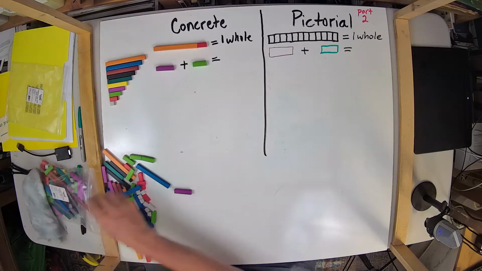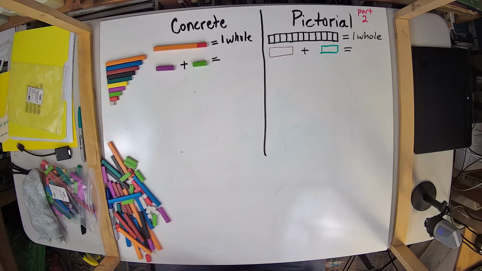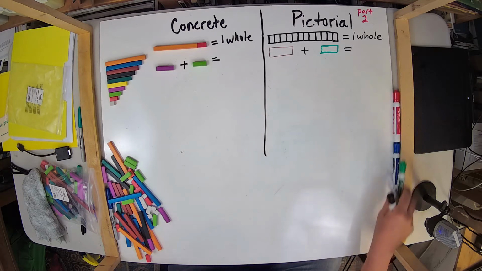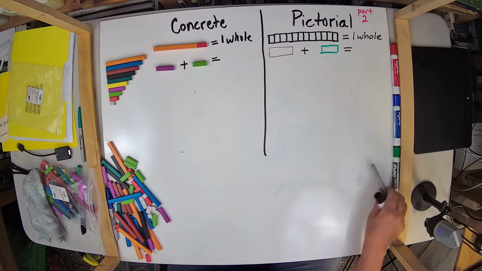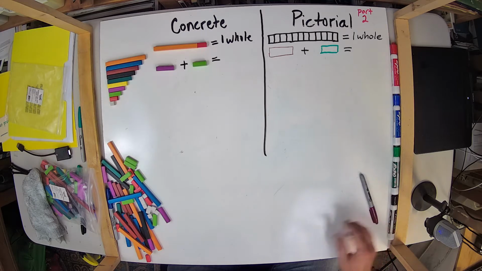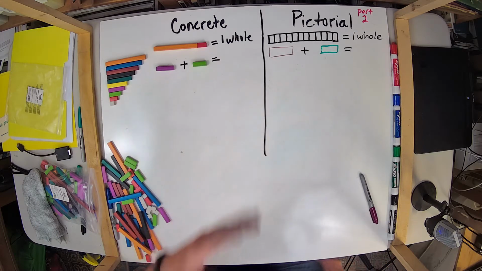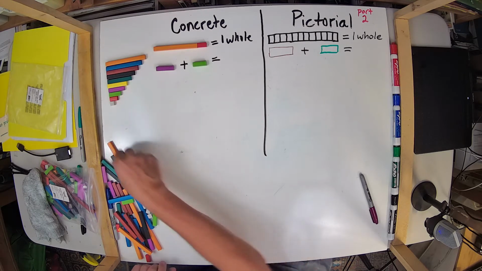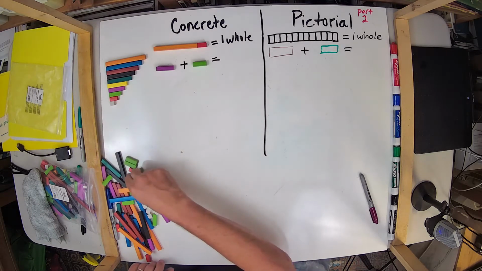Okay, Fraction Camp. This is a continuation, or part two, of how to make that connection between concrete and pictorial, and I'll follow it up with the third step, which is symbolic. So here I have a problem that you should probably do many times. And what I mean by many times is this.